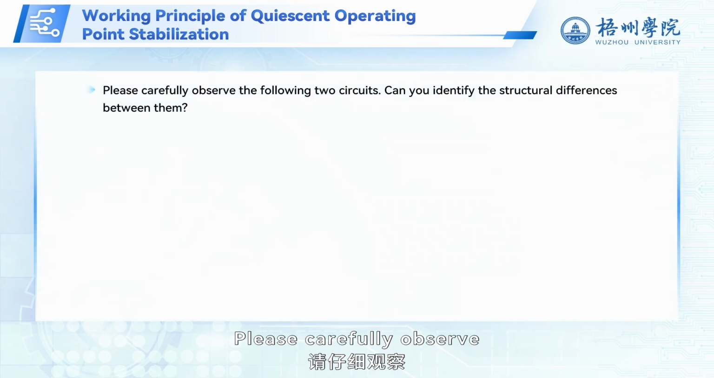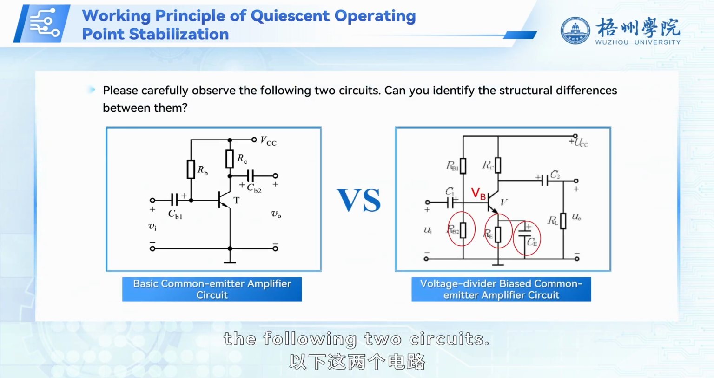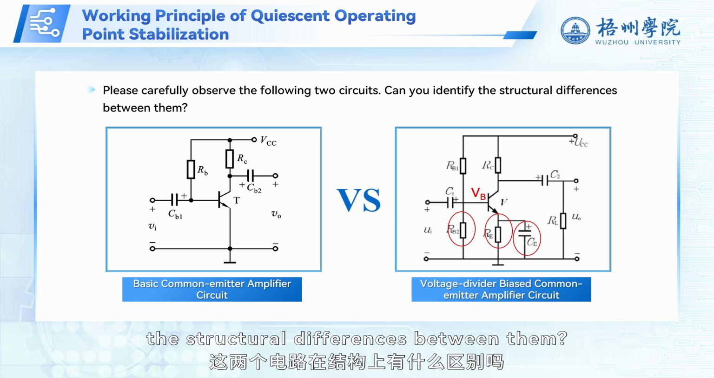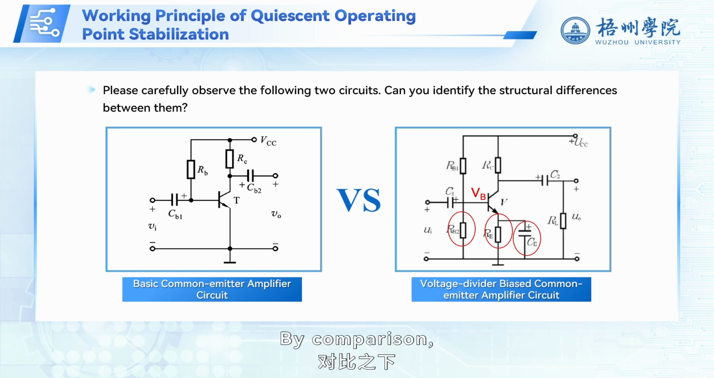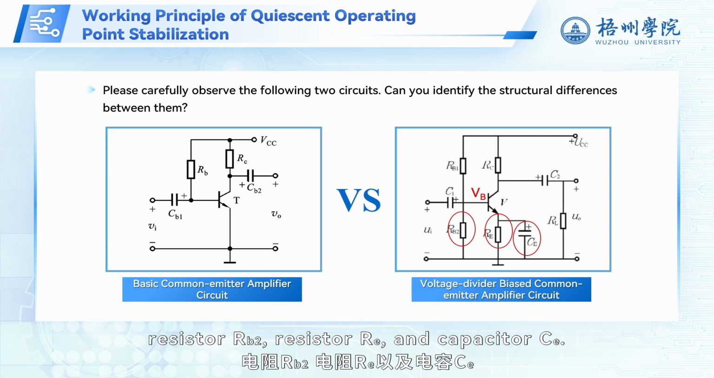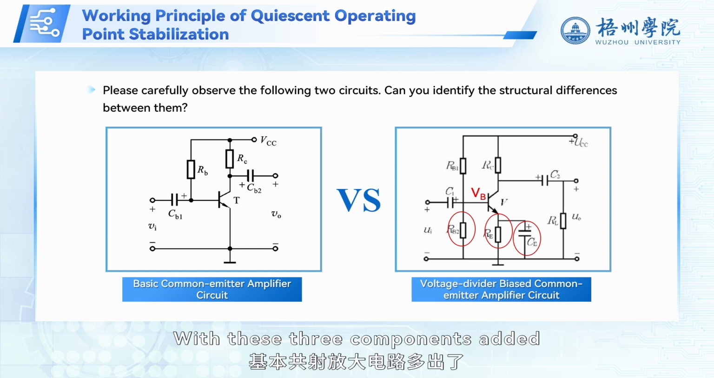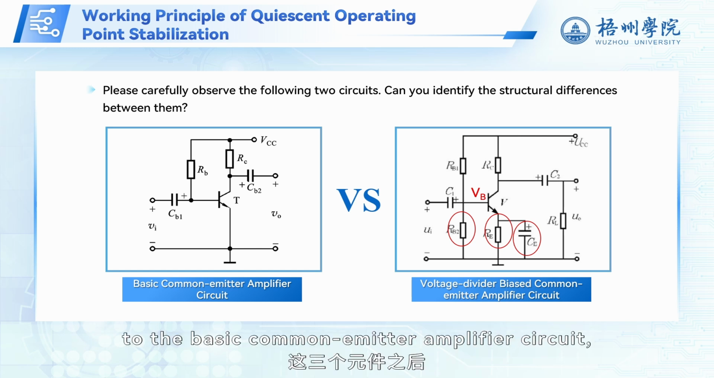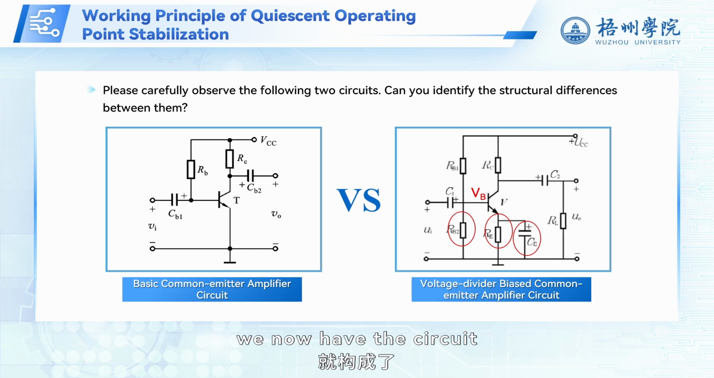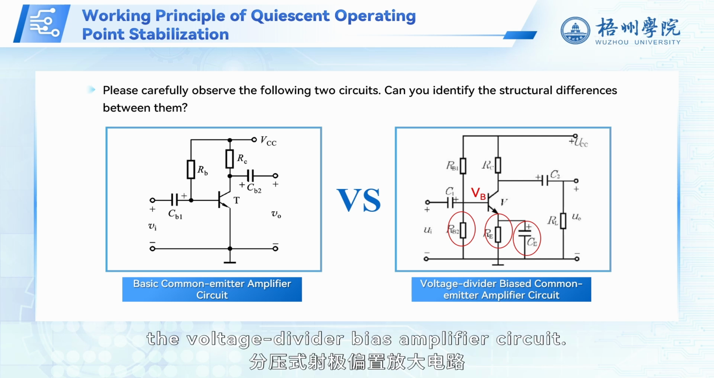Please carefully observe the following two circuits. Can you identify the structural differences between them? By comparison, the circuit on the right includes additional components: resistor RB2, resistor RE, and capacitor C. With these three components added to the basic common emitter amplifier circuit, we now have the circuit to be studied in this video: the voltage divider bias amplifier circuit.